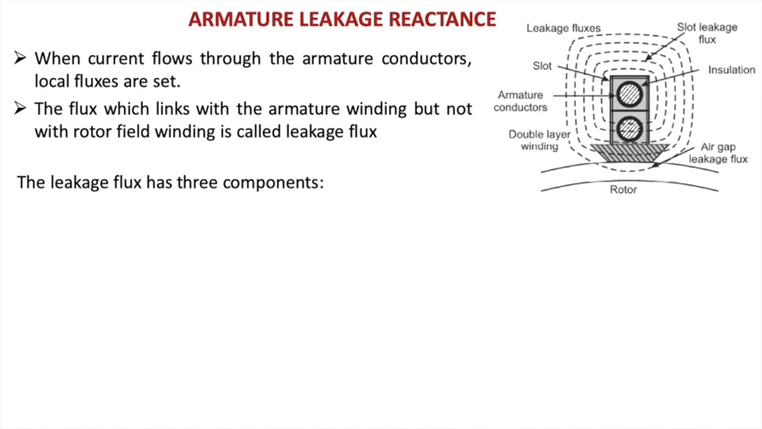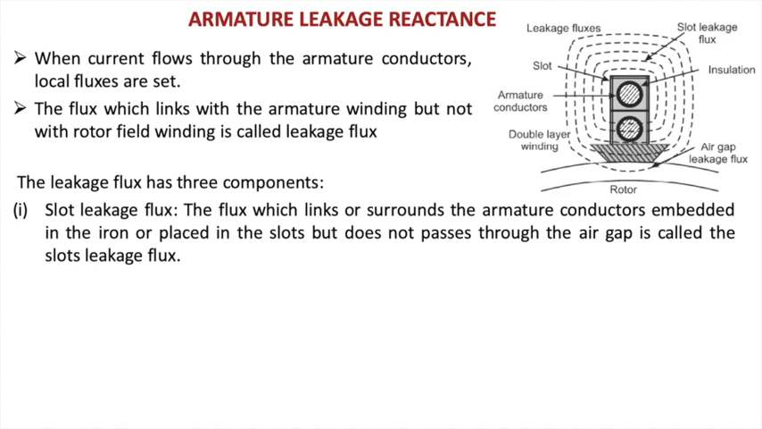Now over here you can see the armature conductors, and it is having a double layer winding. So we have shown two conductors. Then you have got the rotor, and in between you have got the air gap. Whatever flux is produced by the rotor has to link to the armature conductors after crossing this air gap, and whatever flux is produced by the armature conductors has to link with the field through this air gap only. So we have got different types of leakage fluxes: the slot leakage flux, the leakage flux in the end connections, and the air gap leakage flux.